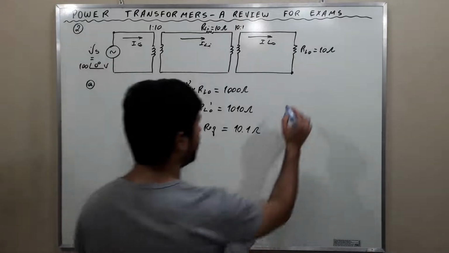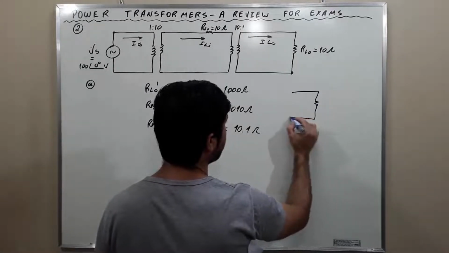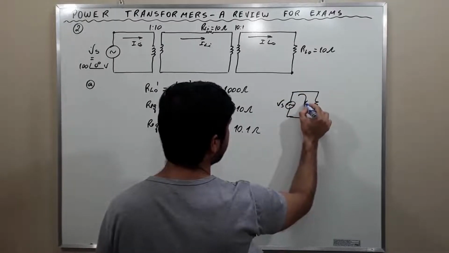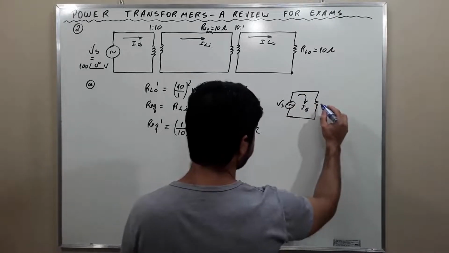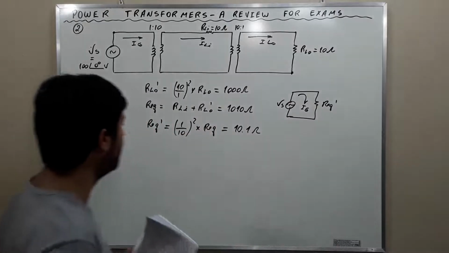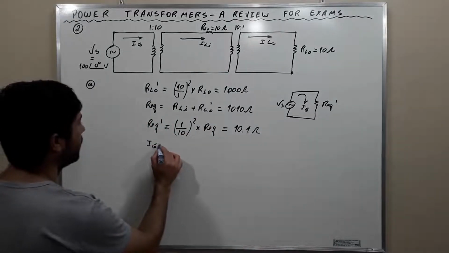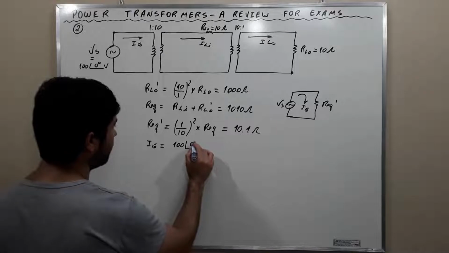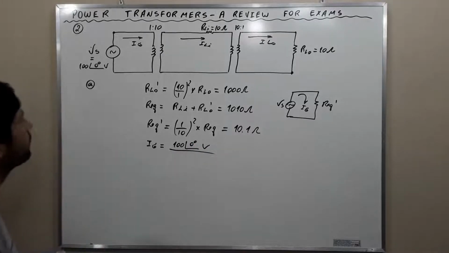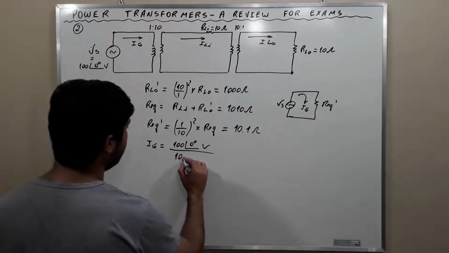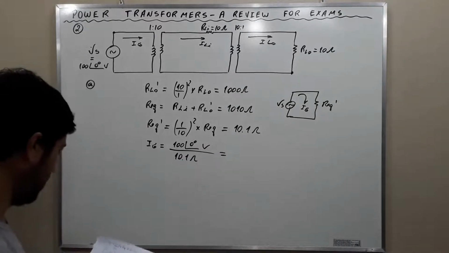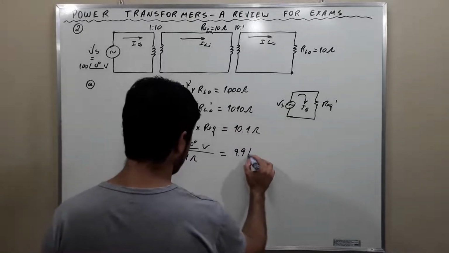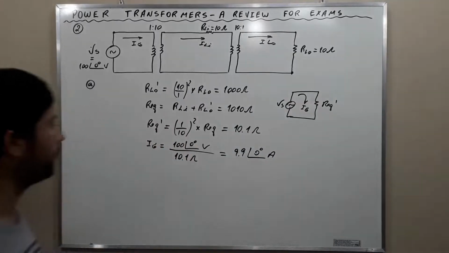We have something of the sort. Ig is simply the division of 100 phase 0 degrees volts by this resistance here, 10.1 ohms, and this gives a value of 9.9 phase 0 degrees amperes.